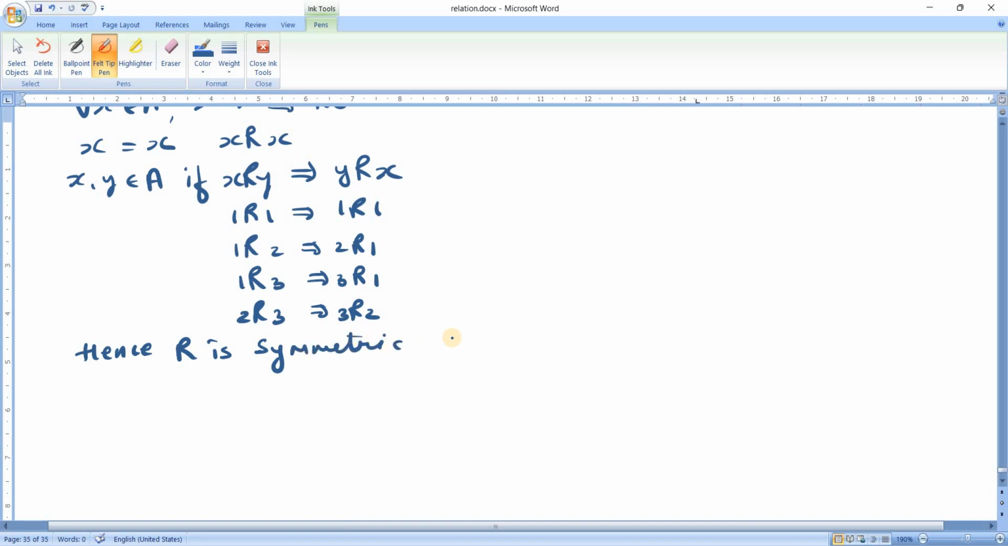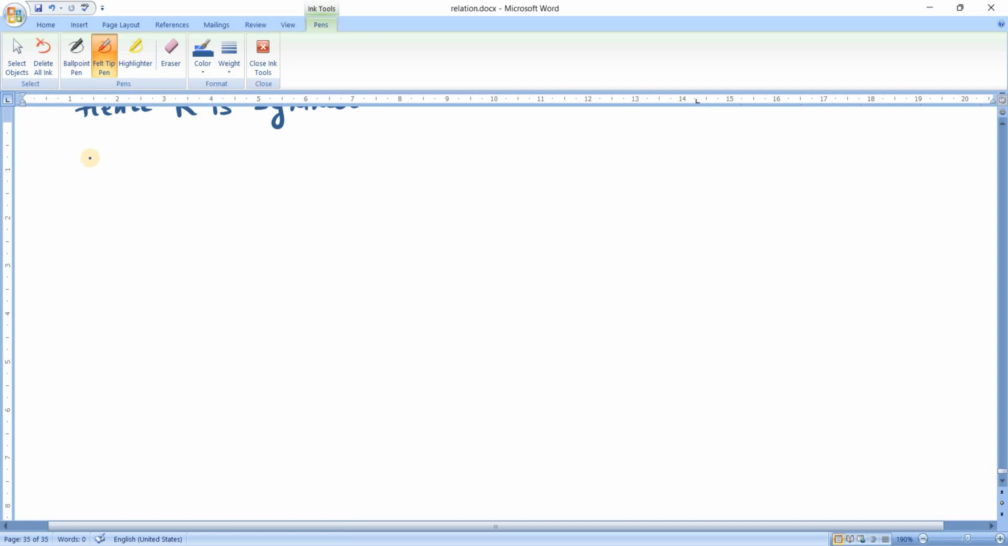Okay, now let's see whether this R is transitive or not. So the third condition, R being transitive: we need that for any three elements, let's say x, y, z belonging to A, if x is related to y and y is related to z, then the resultant should be that x relates to z.